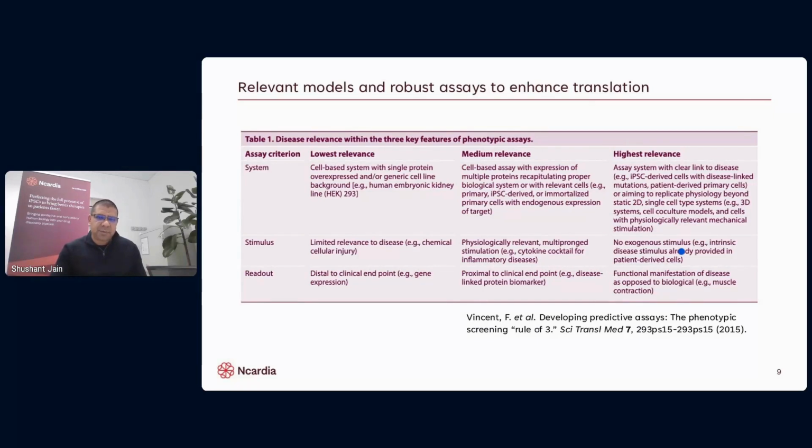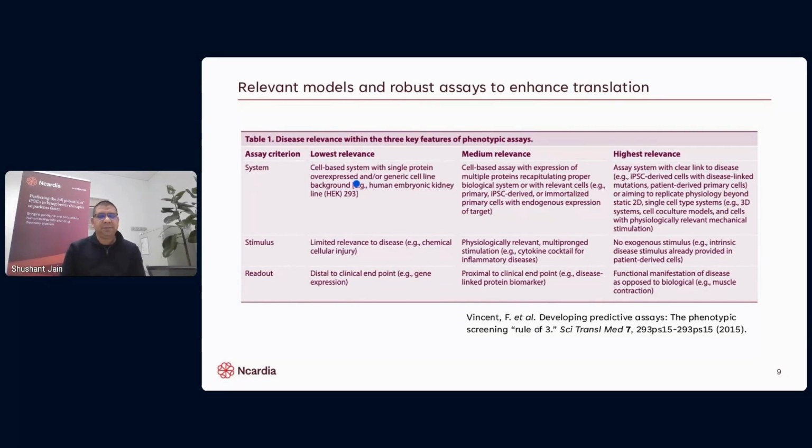This is just a snippet from a really nice review from 2015, where the authors try to define what they think, and also in my opinion, are perhaps the most highly relevant assays and readouts to try and bridge this translational gap. I won't read through every bit on this slide, but for example, in terms of a system, this is really a cellular system. Then we have the stimulus and the readout.